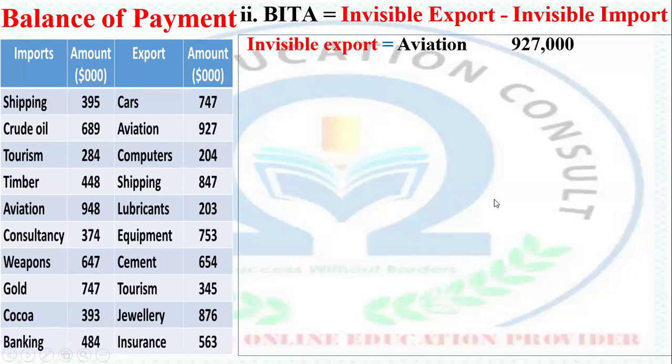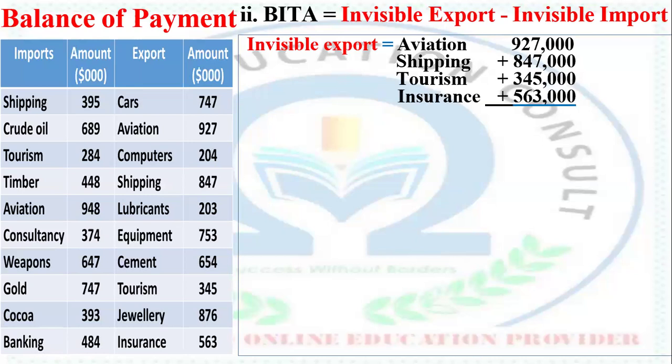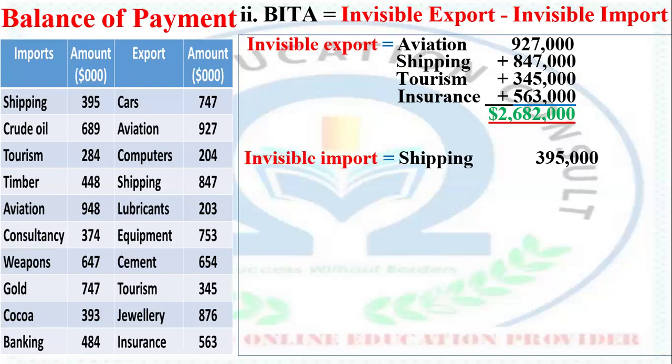So we are computing invisible exports. So aviation, shipping, tourism, and then lastly, insurance. So put them together. Let's see what you get. Marvelous work done, right? So this is what you get. Now, this constitutes the total monetary value of invisible exports. Now, moving on to the total monetary value of invisible imports. So I've given you one, identify the rest, and then do the computation.